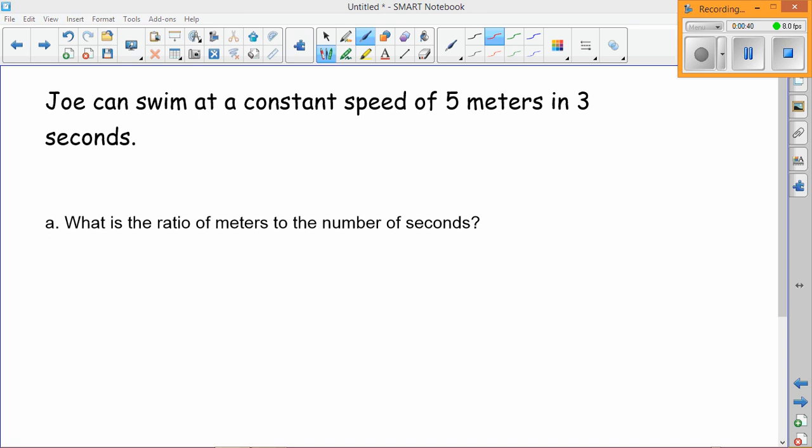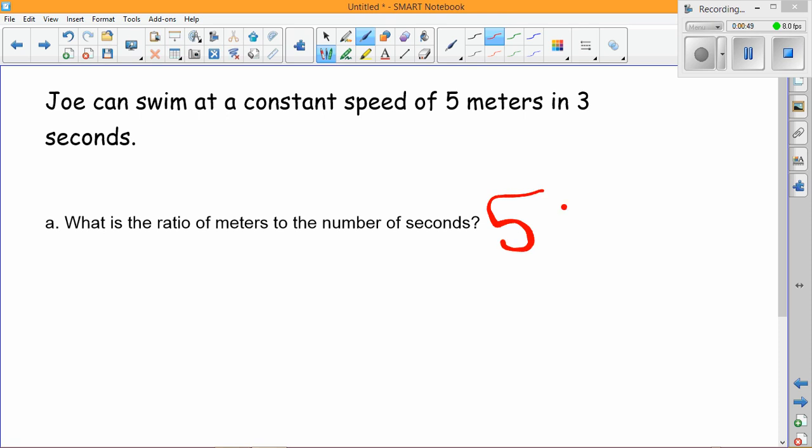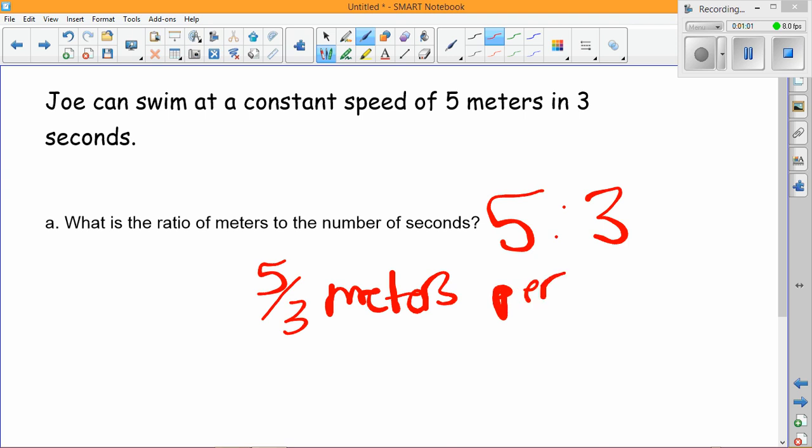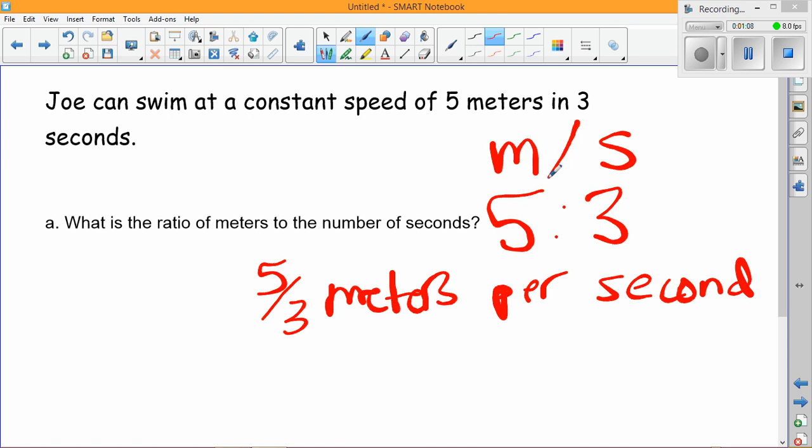Joe can swim at a constant speed of 5 meters in 3 seconds. What is the ratio of meters to the number of seconds? Well, that would be 5 to 3. This means that his unit rate is 5/3 meters per second. And it's meters per second because first comes meters, second comes seconds. It'd be meters per second.